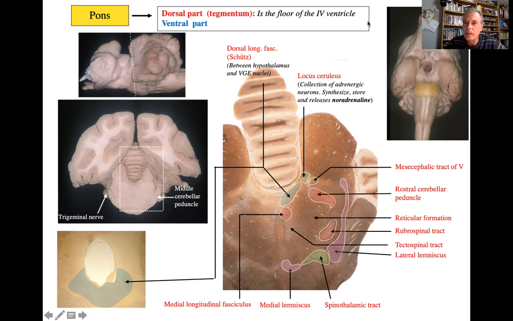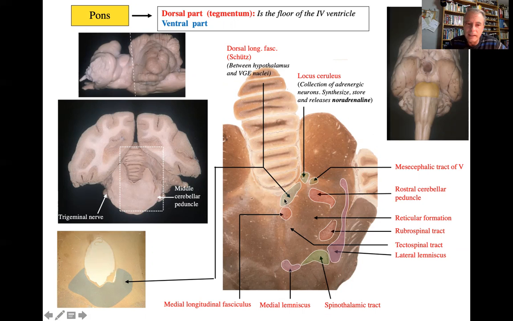And what do we see here? Well, ventrally, the pons is located here, caudal to the mesencephalon and rostral to the medulla oblongata. So again, the caudal colliculi, and in the middle, the vermis of the cerebellum.